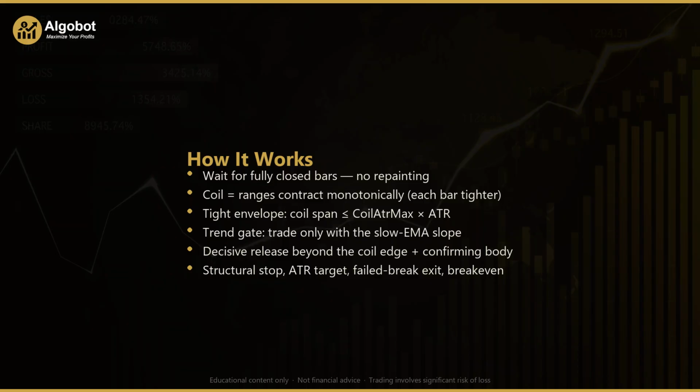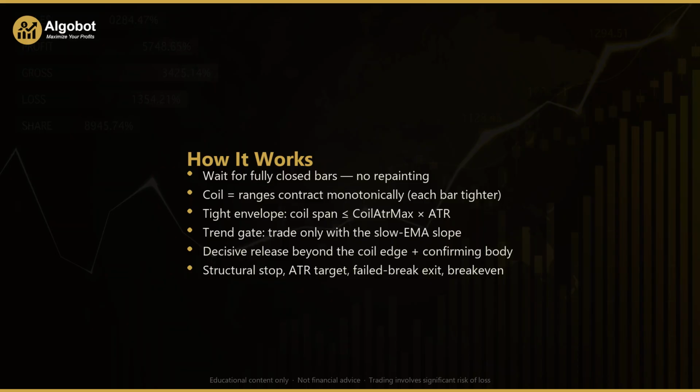Then the release. The just closed bar is the release bar. For a long, its close must push above the top of the coil by a small margin measured in average true range, and it must be a bullish bar, closing above its open. For a short, the close must break below the bottom of the coil by that same margin, with a bearish body.